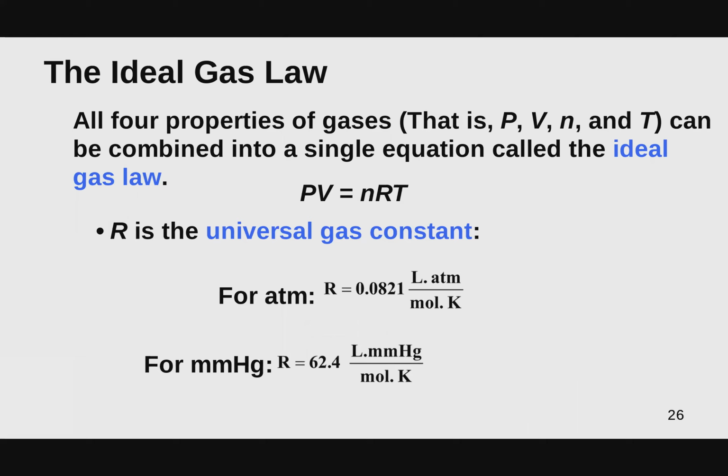R is actually a set number. It's a constant of 0.0821 liters times atmosphere divided by moles times Kelvin. So this tells you exactly what its units are. We can also express it in liters times millimeters of mercury over moles times Kelvin, but they're both essentially the same thing. So this is our ideal gas law.